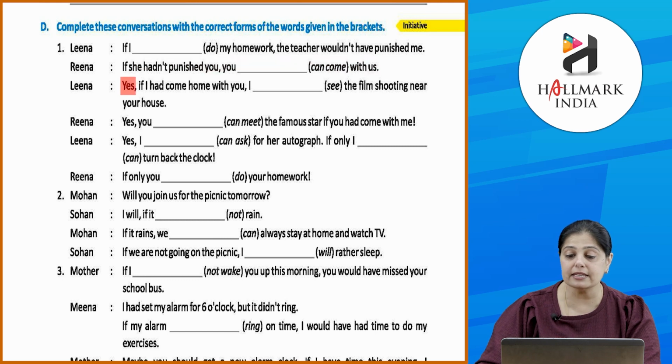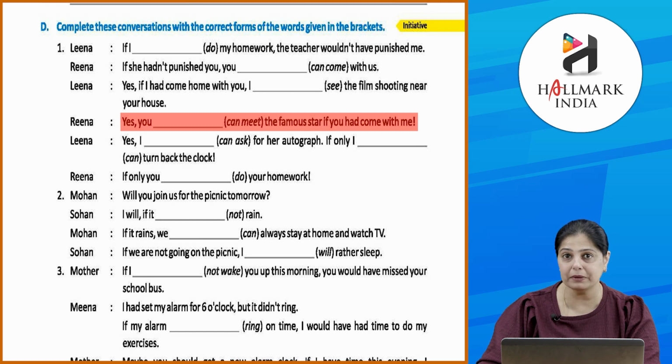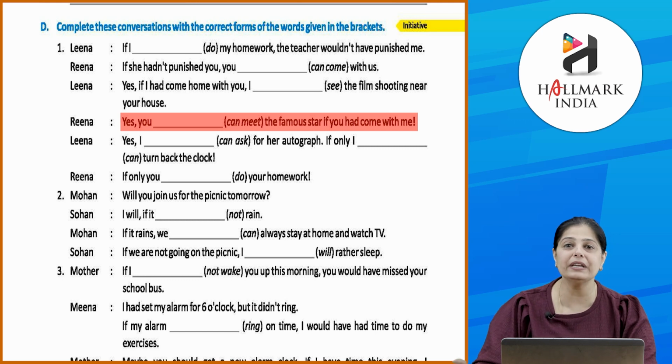Okay? Yes, if I had come home with you, I would have seen the film shooting near your house. Yes, you could have met the famous star if you had come with me. Clear? So similarly, quickly complete the remaining conversations too. And do reread the chapter.